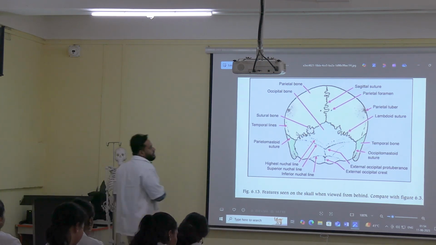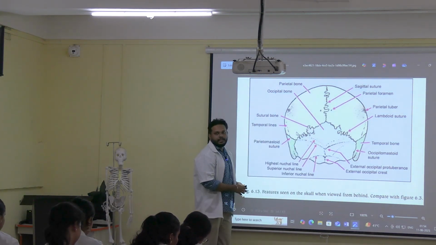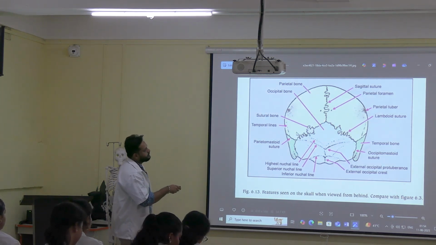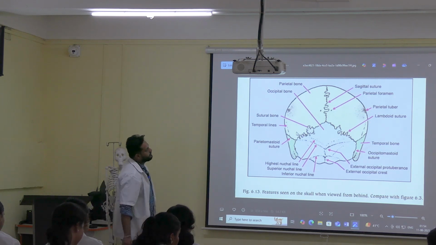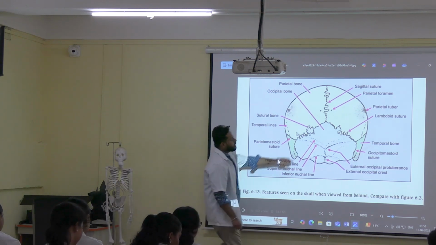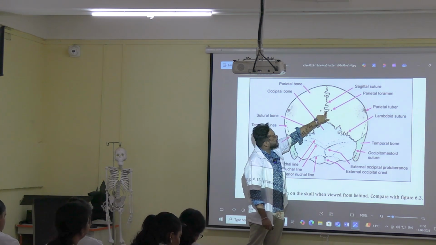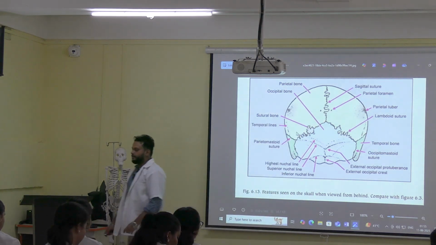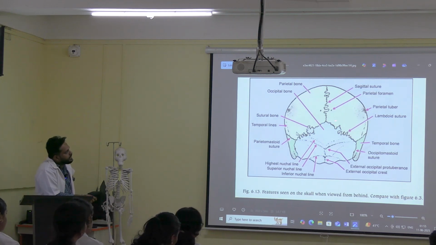Can you see? This is the lambda shaped suture. This is your lambdoid suture, right? And what is this point? This is our lambda. These are the parietal foramens. If we connect both of them together, the point where they meet is known as obelion, right? See, this one is the sagittal suture, this one is the lambdoid suture. There are two other sutures.